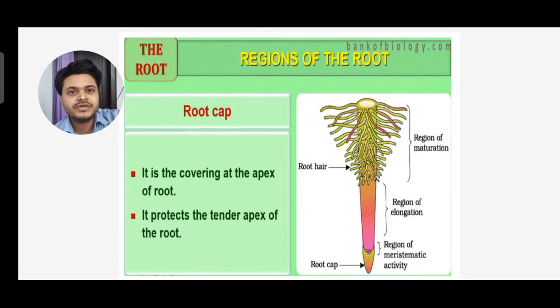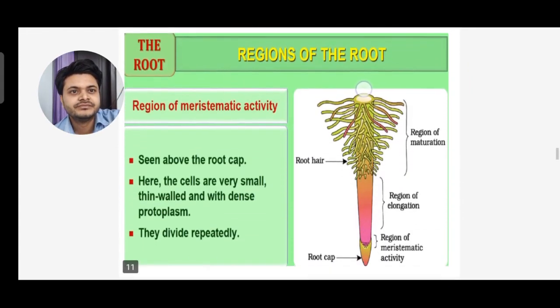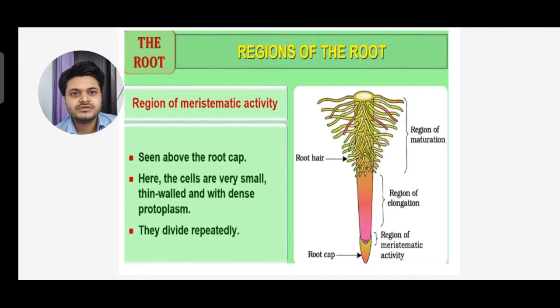So let's move to the next slide. We'll see the regions of the root. First, the region of meristematic activity, which is seen above the root cap. Here the cells are very small, thin-walled and with dense protoplasm, and they divide repeatedly.